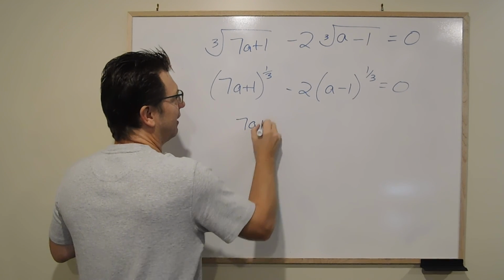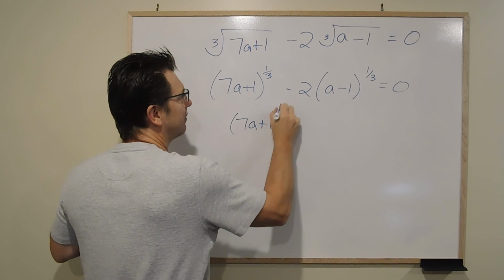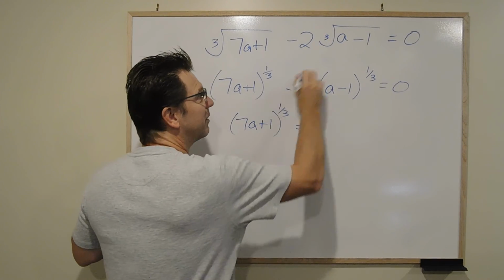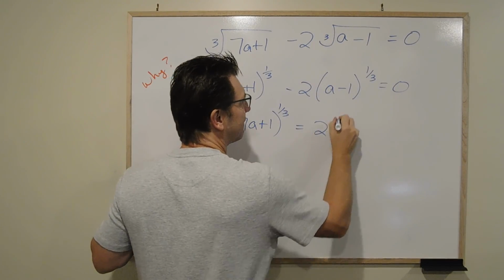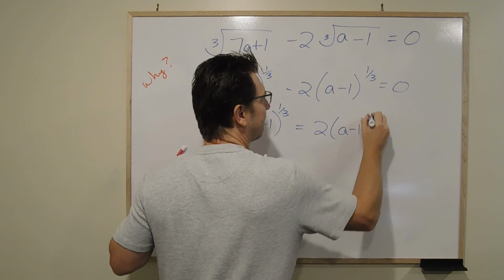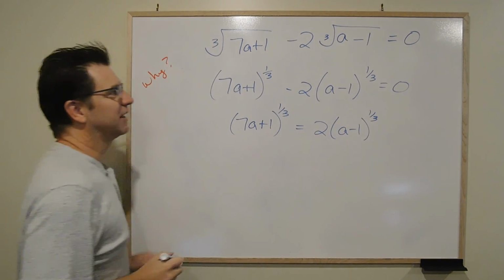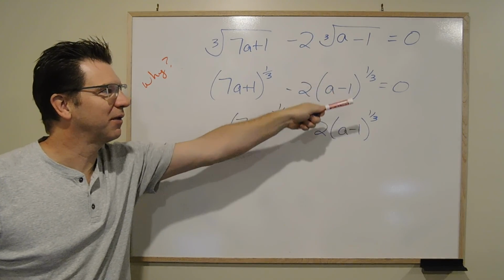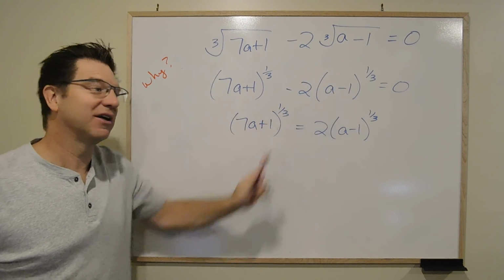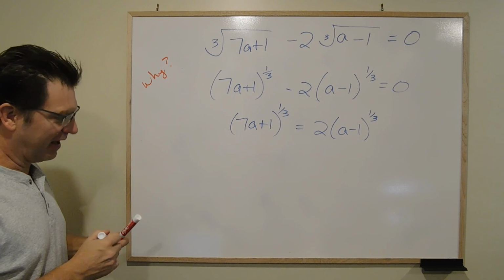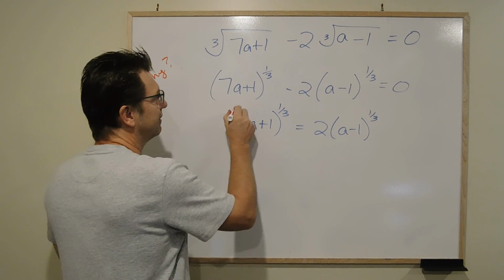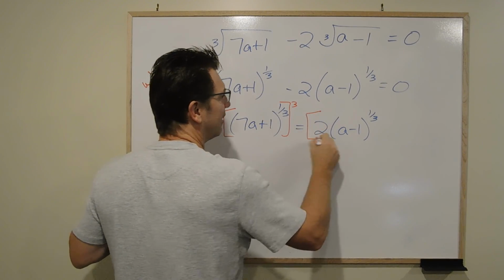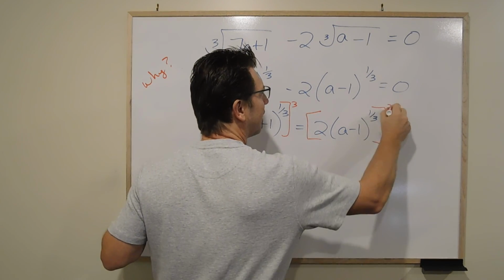So I'm going to have 7a plus 1 root to the 1/3 equals, bring it over, got to change the sign. Just like that. If I'm subtracting 2 bracket a minus 1 bracket to the 1/3 on this side, I'm adding it on the other side. Now, that allows me, at this stage, to cube this side and cube this side.